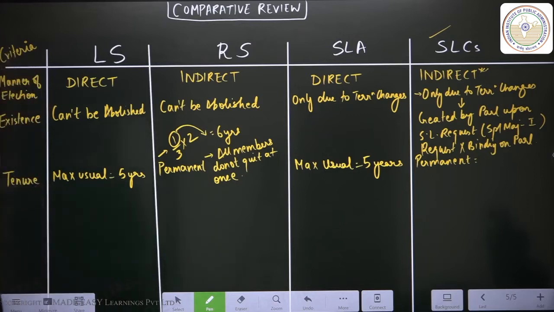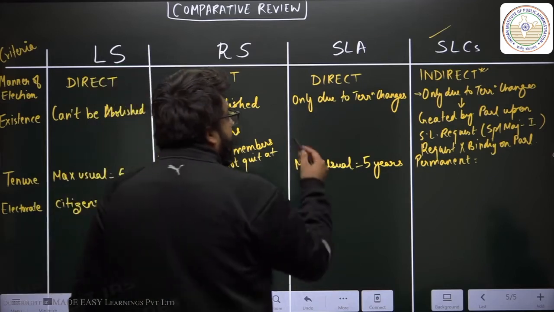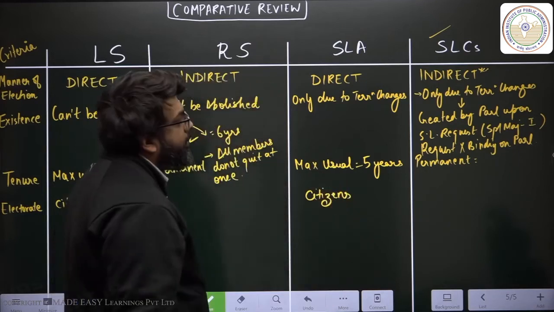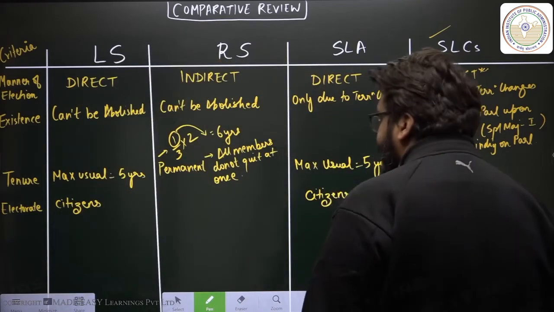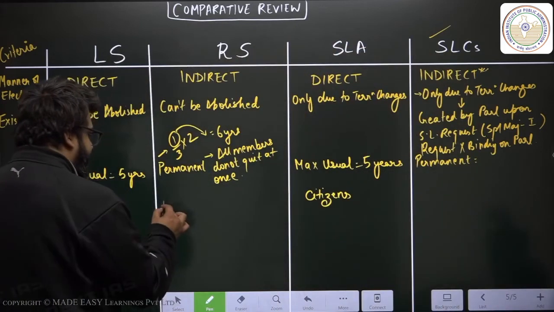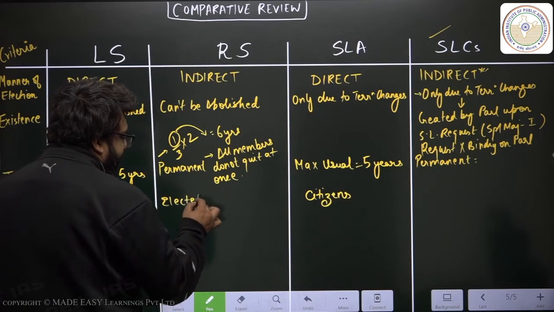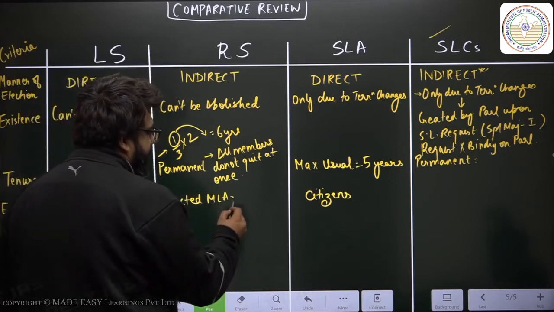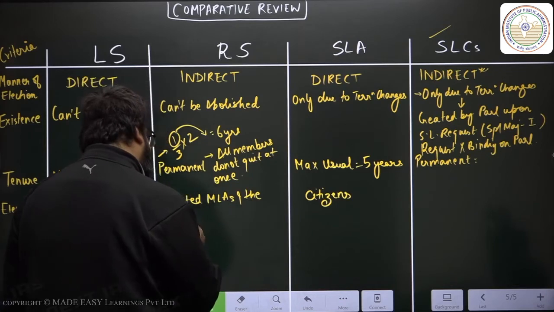Now, electorate. Who chooses them? Because it is a direct election, citizens choose Lok Sabha and citizens also choose state legislative assembly members. Whereas in the Rajya Sabha, elected MLAs of the specific state.